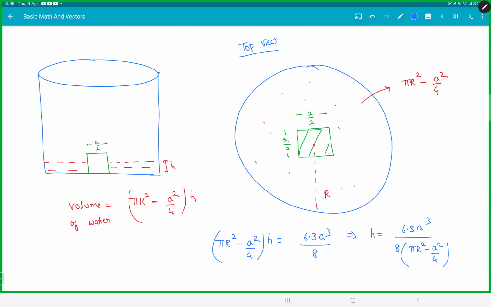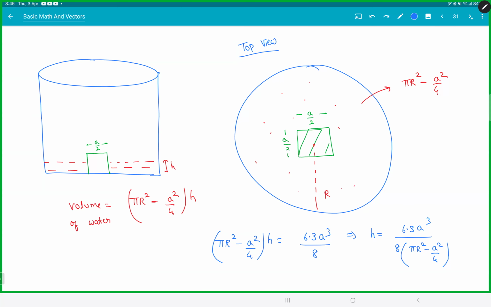Right? Second thing is this. Because the cube is sitting there, you don't occupy the entire floor. You occupy this entire disk minus this cube's area. Is this making sense, everyone? I didn't teach you any physics here. It is just volumes and densities. But you get questions based on this.